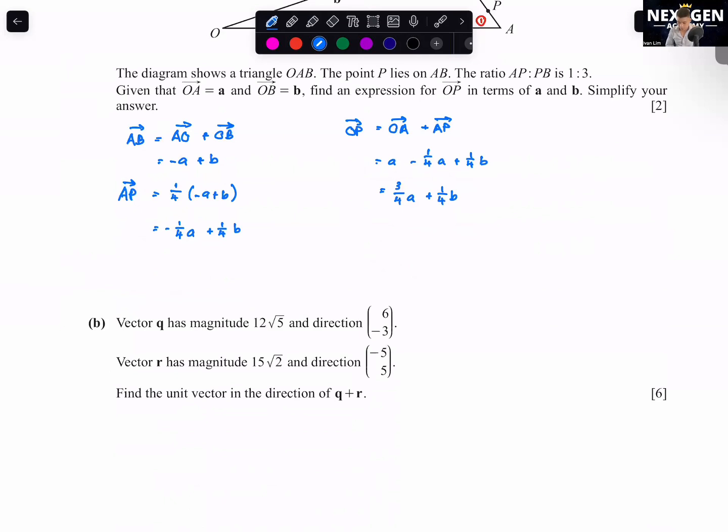Second one, b. Vector Q has magnitude 12 root 5 and direction (6, negative 3). R has magnitude 15 root 2 and direction (negative 5, 5). Find the unit vector in the direction of Q and R.